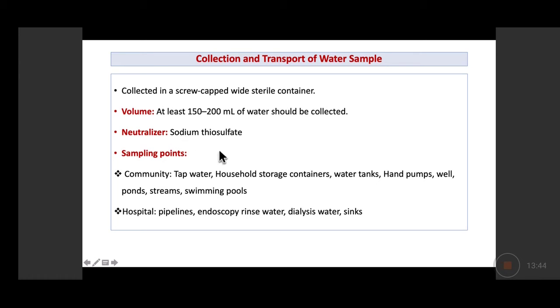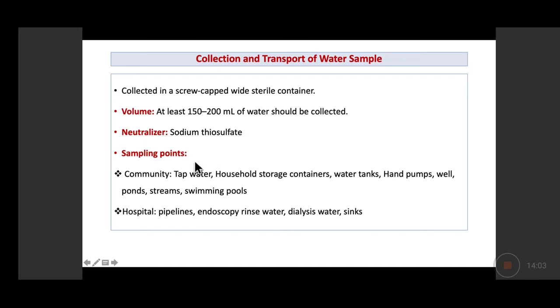And we also add a neutralizer, which is known as sodium thiosulfate. It basically neutralizes the residual chlorine. Sometimes in drinking water or swimming pool water, chlorine is added. So to neutralize that chlorine, sodium thiosulfate is added so that it does not interfere with the culture results.